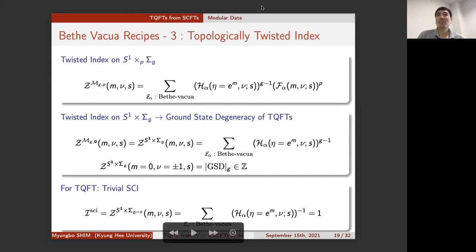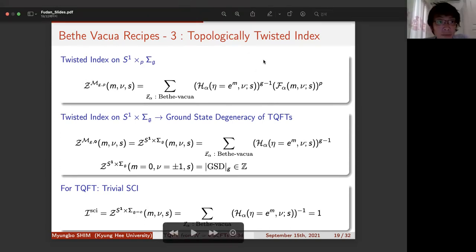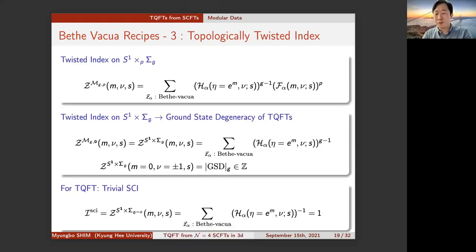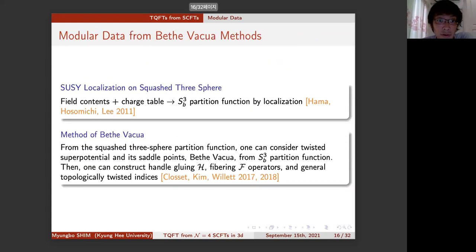Any other question from the audience? Yes, I'm sorry to ask a question based on some vague understanding. Was Satoshi's comment or question about relating the S3 partition function with the superconformal index? Like, the superconformal index is like S2 cross S1, right? And yes, S1 cross S2. And the idea, I think, is that you somehow relate the theory on S2 cross S1 and S3. Is it true? Or is it not like that?